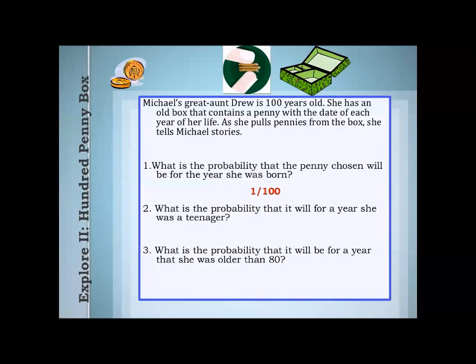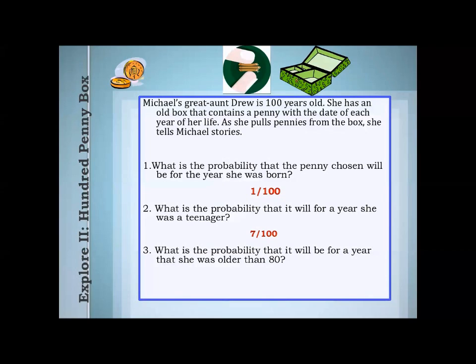Number 2, what is the probability that it will be for a year she was a teenager? How many years of your life are you a teenager? Okay, 7. Let me see, 13, 14, 15, 16, 17, 18, 19. That's 7 years being a teenager.